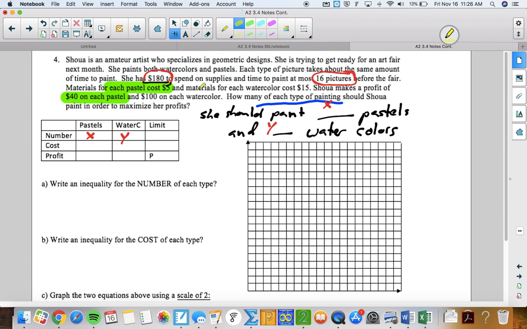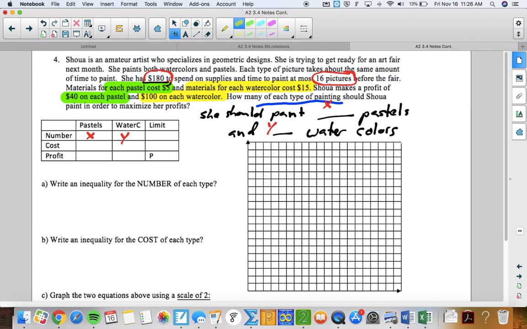I'm highlighting in yellow the watercolor information. I'm highlighting in green the pastel information. So now let's try to build some inequality equations that define our constraints.